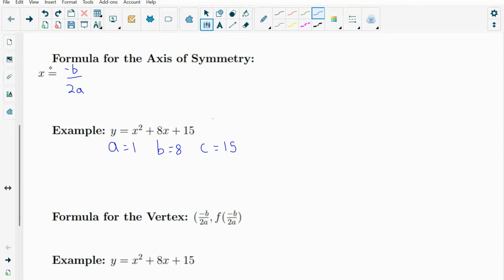Now, using our formula for the axis of symmetry, I would have x equals negative b, which would be negative 8, over 2 times a, which is 1. Okay, 2 times 1 is just 2, so that would give me negative 8 over 2. Negative 8 divided by 2 gives me negative 4. Okay, and that is going to be our axis of symmetry: x equals negative 4.